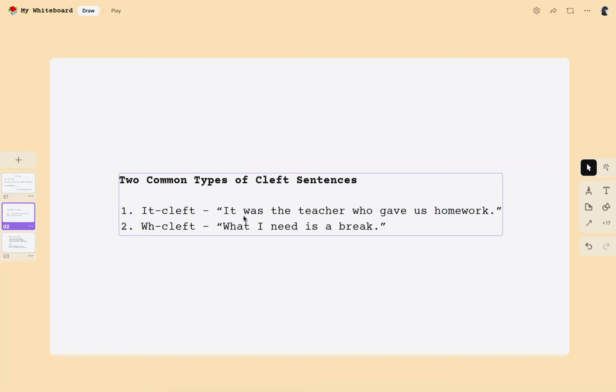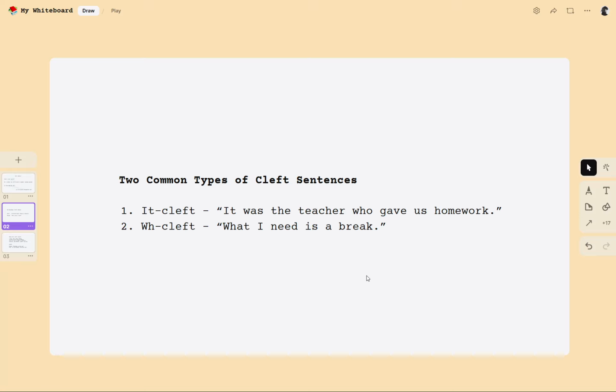Let's talk about two very common types of cleft sentences. The first one is the it cleft. You can write, for example, it was the teacher who gave us homework. A normal sentence could be, the teacher gave us homework, but if you want to use the cleft sentence to highlight or emphasize this, like for example, a person saying, who gave you the homework or whatever, right? And you want to emphasize that it was the teacher, so you can say, it was the teacher who gave us homework. It was the teacher who gave us homework.